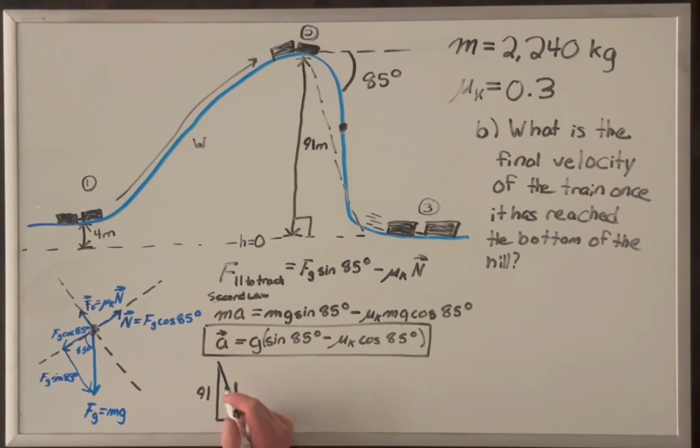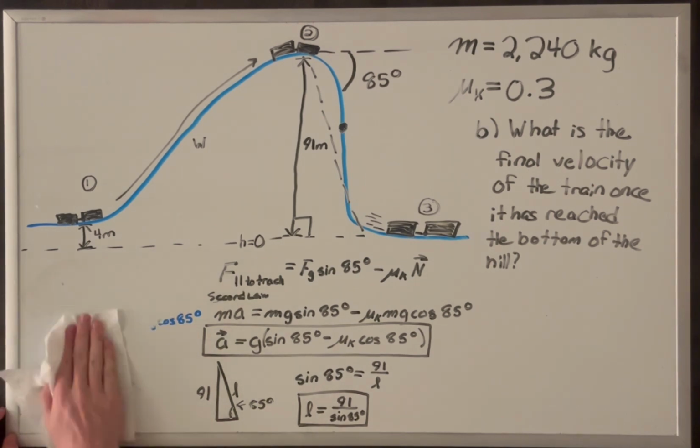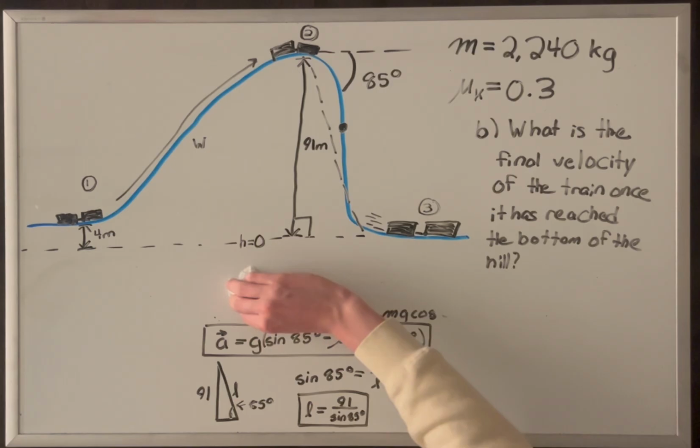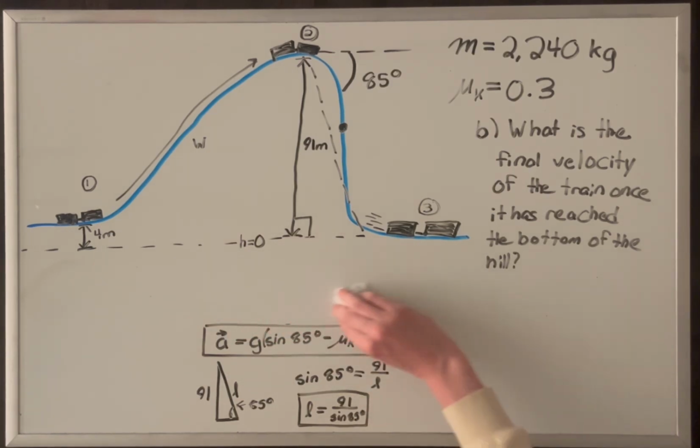So we have 91 as the height. We're looking for the length, the hypotenuse, and then we know that angle is 85 degrees. So using some trigonometry, we can solve for the length that the roller coaster moved on this part. As you can see, the triangle is not a perfect approximation, but we're going to use it because it is the closest way we can using kinematics equations.